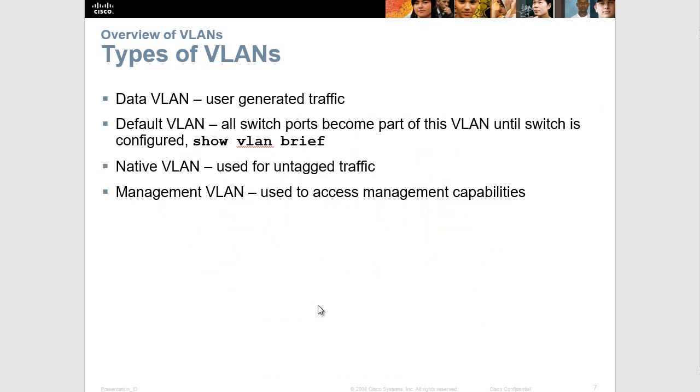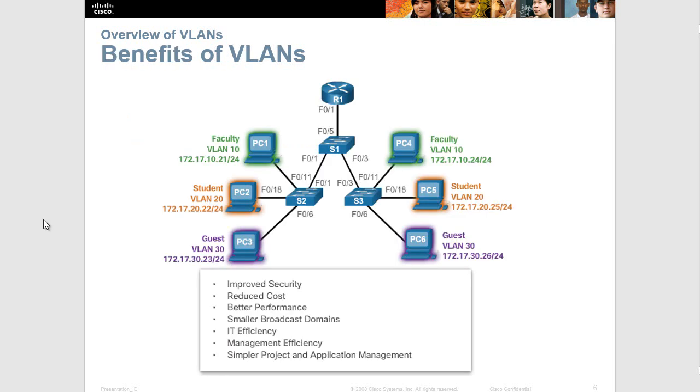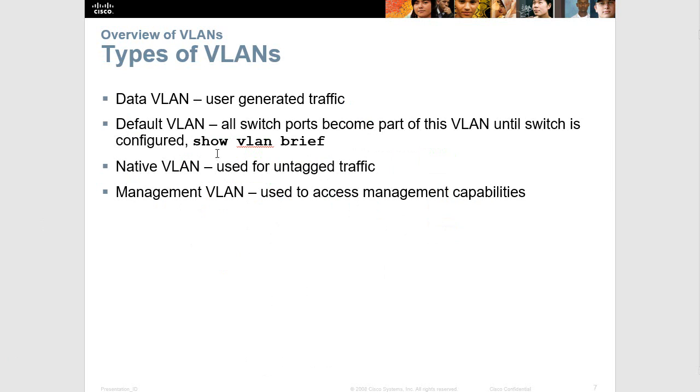So we have different types of VLANs. You've got data VLAN, which just is a normal VLAN that you'd have a device on to send traffic. These VLANs here, VLAN 10, 20, 30, those are all data VLANs. Your default VLAN is VLAN 1. That's the VLAN that everything starts out in until you, well, put in another VLAN or you create another VLAN.